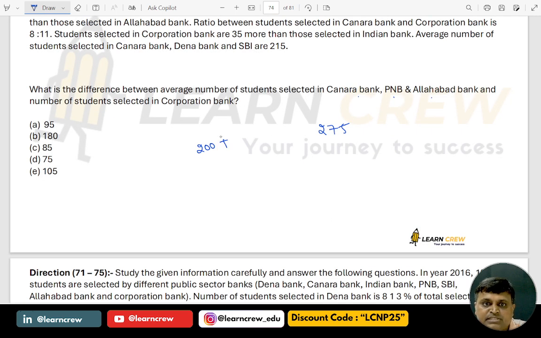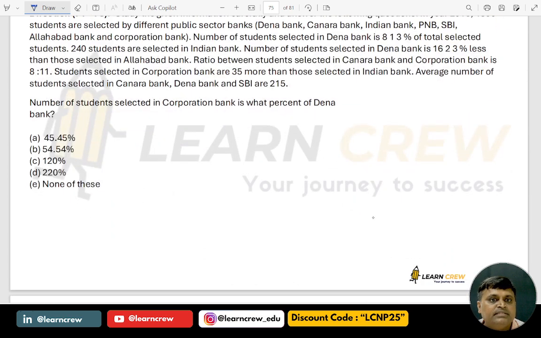Now Punjab National Bank is 190. Allahabad Bank I got 150. This average: 200 plus 190 plus 150, 540 by 3, 180. So the difference between 275 and 180 is 95. 95 is the answer.